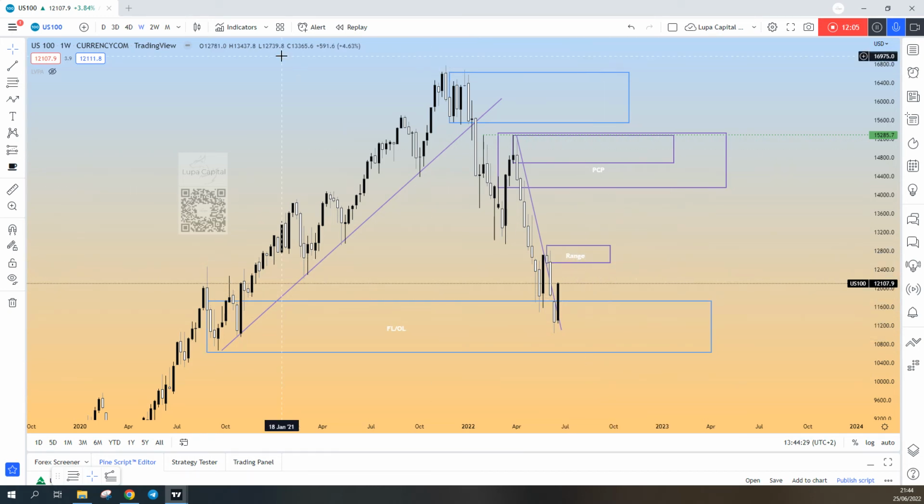So this is your range, and that's exactly what I'm looking for, either on buys or sells. Got to be unbiased, trade what the market gives you, right? So that's all we can do.